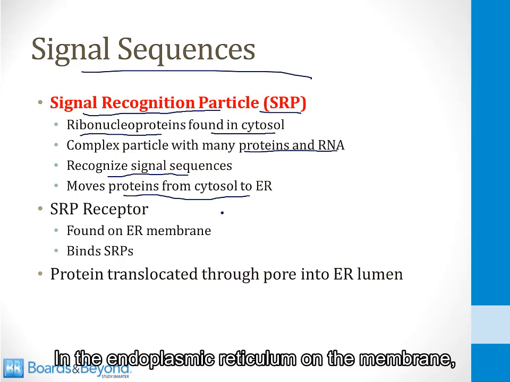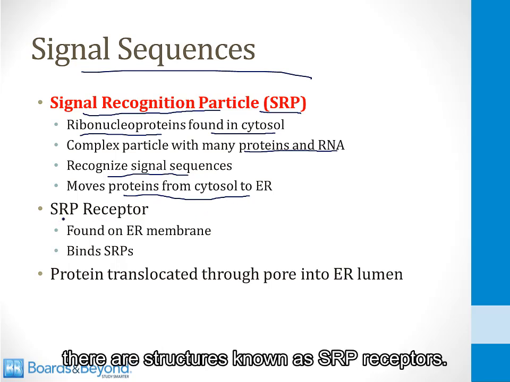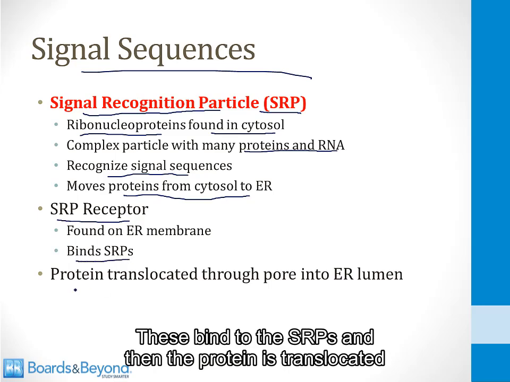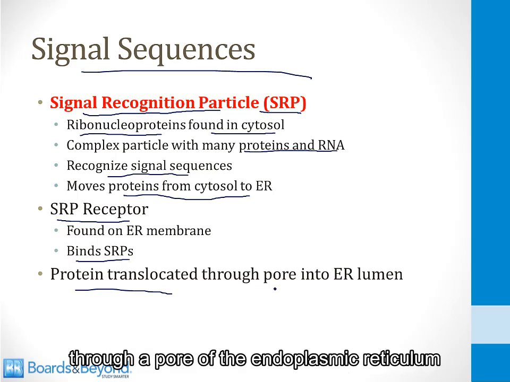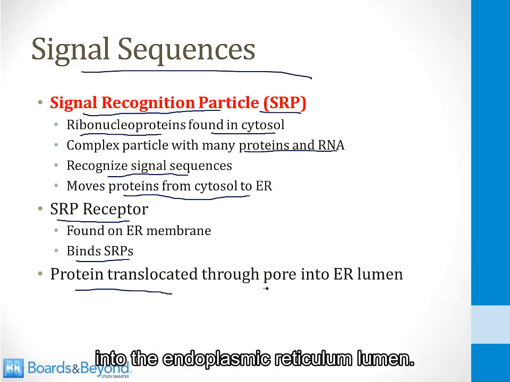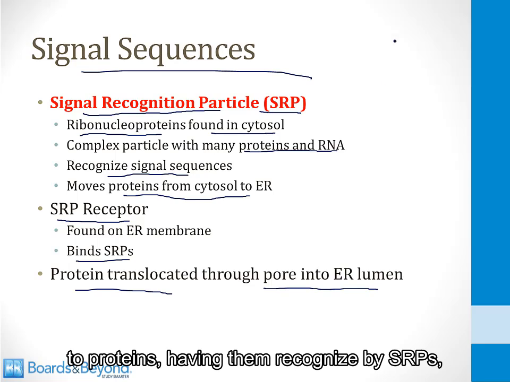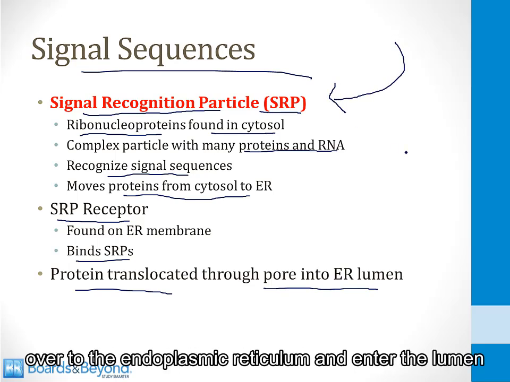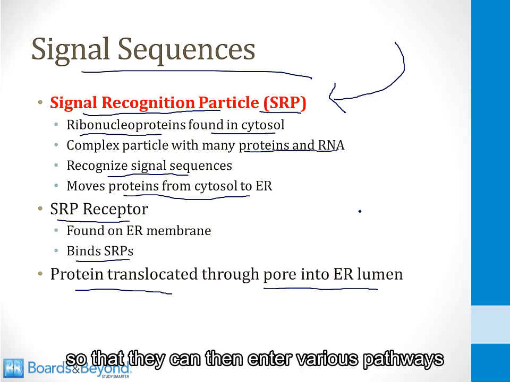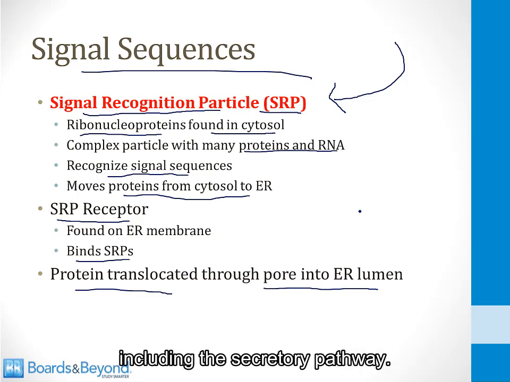In the endoplasmic reticulum on the membrane, there are structures known as SRP receptors. These bind to the SRPs, and then the protein is translocated through a pore of the endoplasmic reticulum into the endoplasmic reticulum lumen. So this entire process of attaching signal sequences to proteins, having them recognized by SRPs, is what allows them to be dragged over to the endoplasmic reticulum and enter the lumen so that they can then enter various pathways, including the secretory pathway.